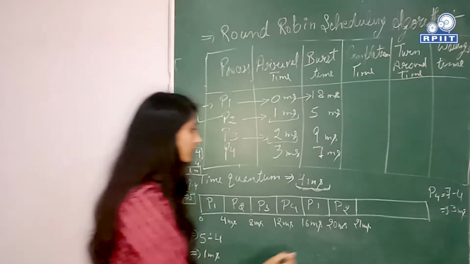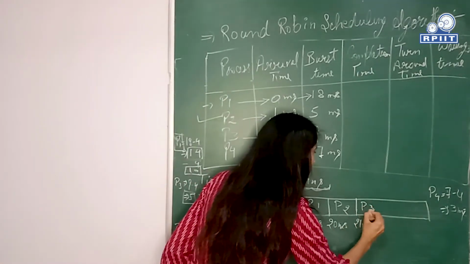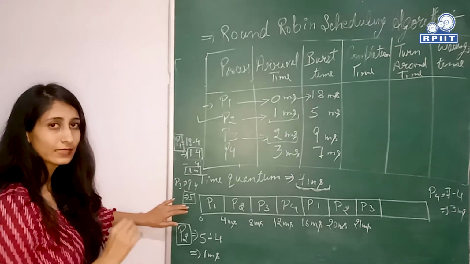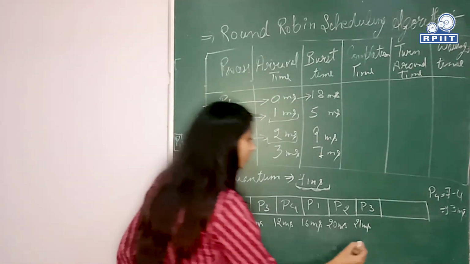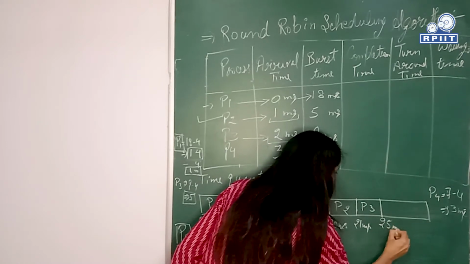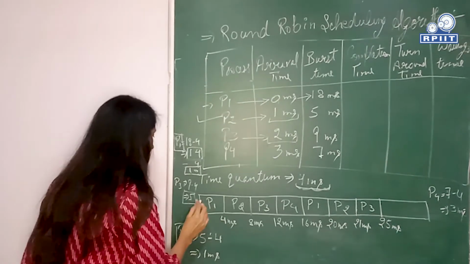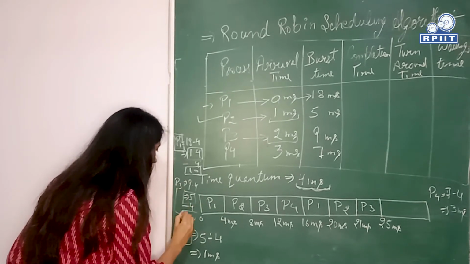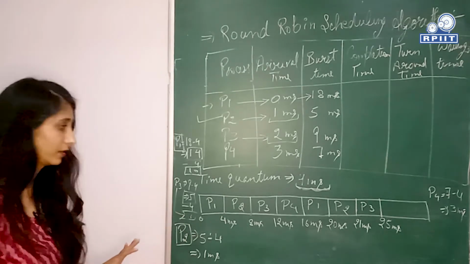Now we execute P3. Here we have 5 milliseconds that is left in P3. Now we execute again for 4 milliseconds. That means 25 milliseconds for P3. Again 5 minus 4 is 1. P3 was left with 1 millisecond.